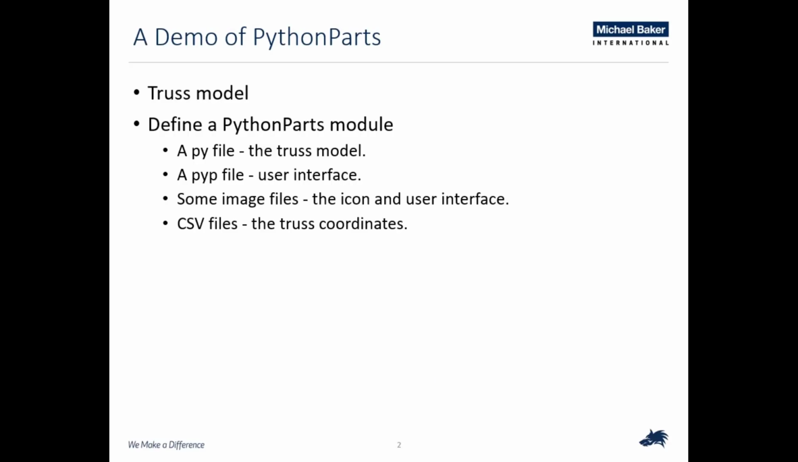I'm going to show you a demo of PythonParts. For this demo, I will create a truss model that contains two trusses. To define the PythonParts module, I need the following files: a py file for defining the truss model, a pyp file for defining the user interface, some image files for decorating the icon and the user interface, and lastly, CSV files that contain the truss coordinates. The first two files are necessary for all PythonParts modules, and the last two files are optional.